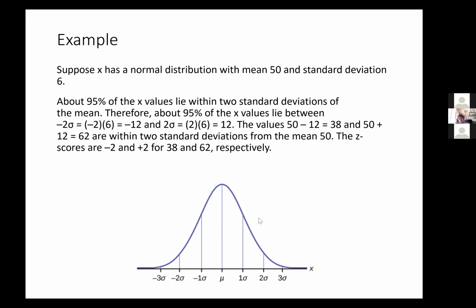If I have the same normal distribution, mean is 50, standard deviation is 6, then 95% of your data, your X values, will lie between plus or minus 2 standard deviations from the mean. So if I take the 50 and subtract 2 standard deviations, and add 2 standard deviations, I get 38 and 62. So about 95% of my X values will be between 38 and 62.